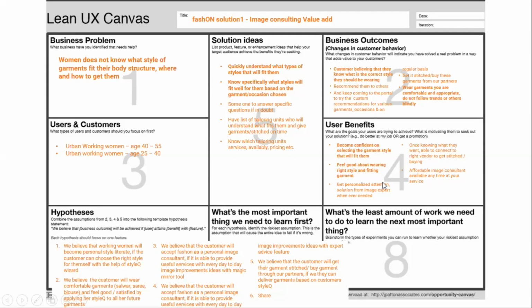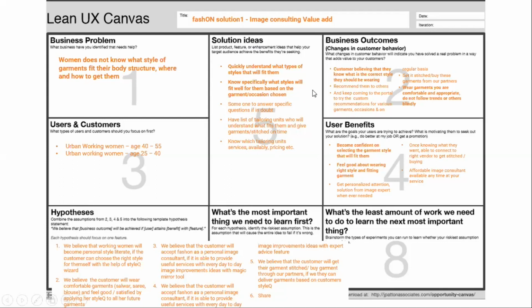Okay, what are the goals your users are trying to achieve? This is the guiding question you need to follow up on. What are the goals users are trying to achieve? What is motivating them to seek out your solution? It could be to do a better job or get a better promotion. Those are examples. So now these are the user benefits, what users will be getting, what they'll be looking for. What are the solution ideas?